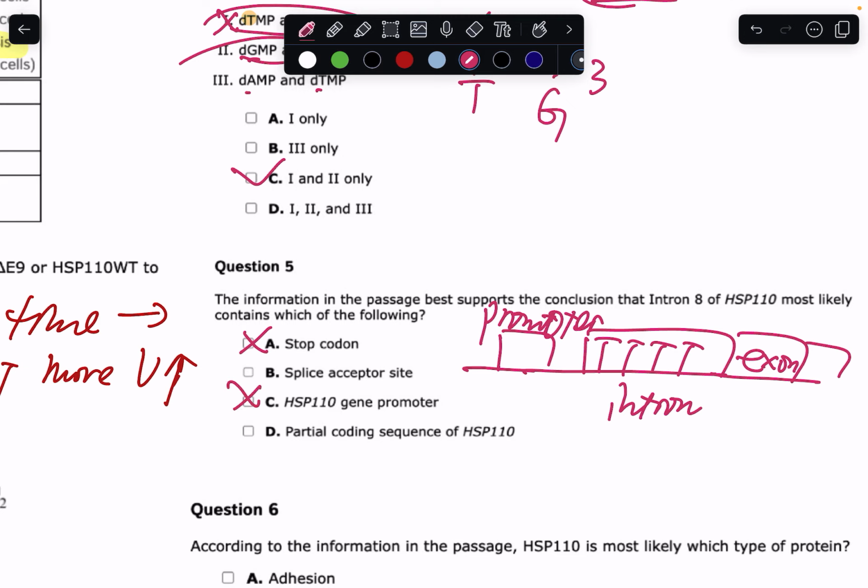Okay, and then D says partial coding sequence of this. This cannot be true because it's intron. Introns are the ones that are gotten rid of, right? The exons are the ones that exit the nucleus. Further, the translation can happen. So the coding sequence is obviously not in any of the intron, right? Because they're on the exon, okay? So D is wrong. So even if I don't have the background knowledge about the splice acceptor site, I can do the eliminations and then say that, okay, B is my choice, right?